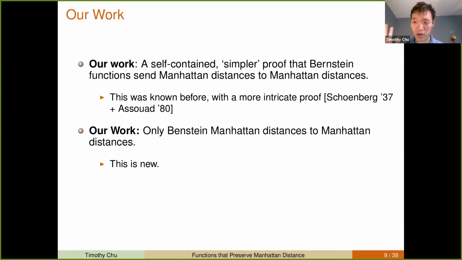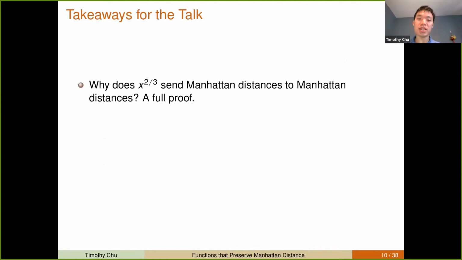In general, this is considered the harder direction of our proof. Our talk will focus on the first point because it is more illustrative and a little simpler. It will also equip you with all the tools to understand the second point. So again, the core takeaway of this talk is why x to the 2/3 sends Manhattan distances to Manhattan distances. A full proof. And what is the key property of x to the 2/3 that we're using?